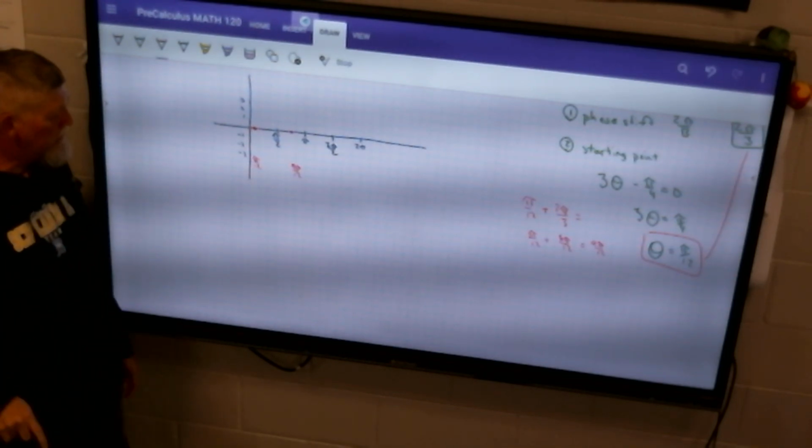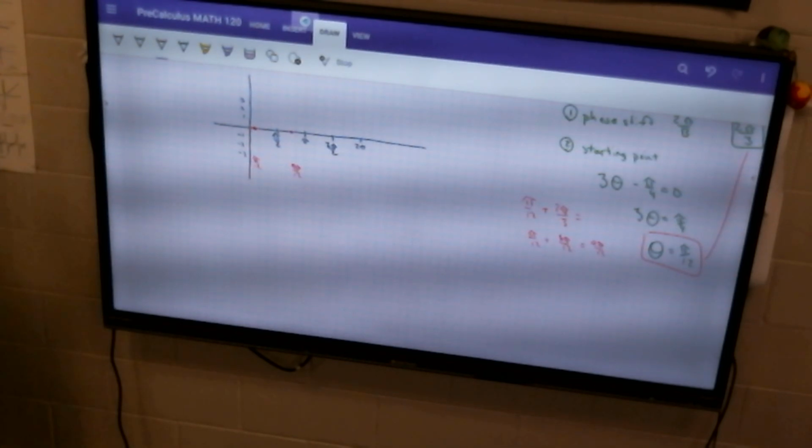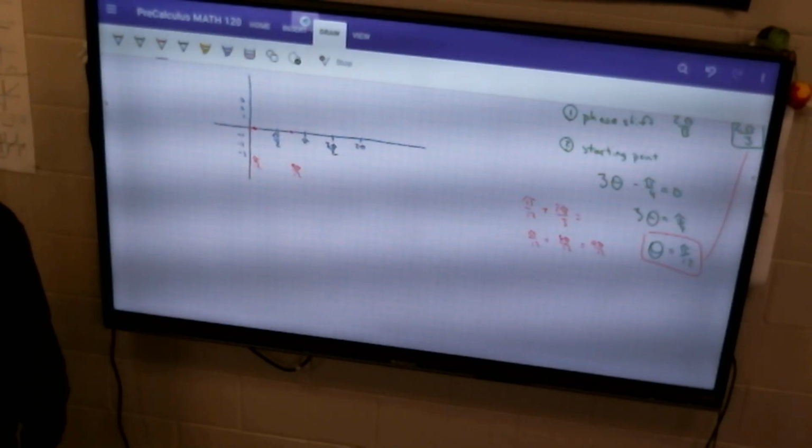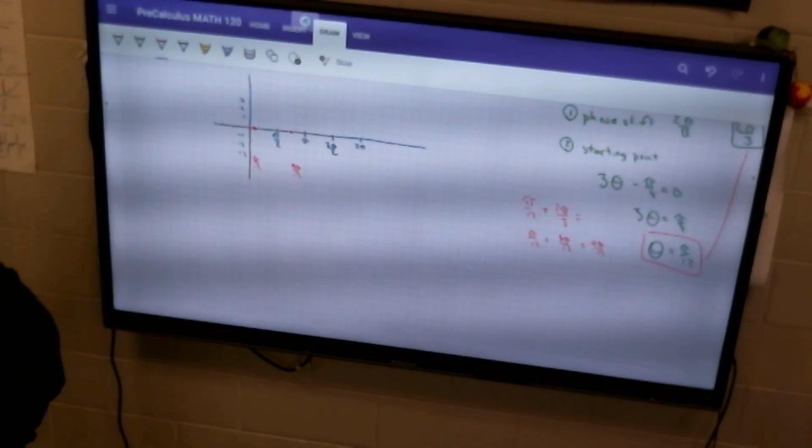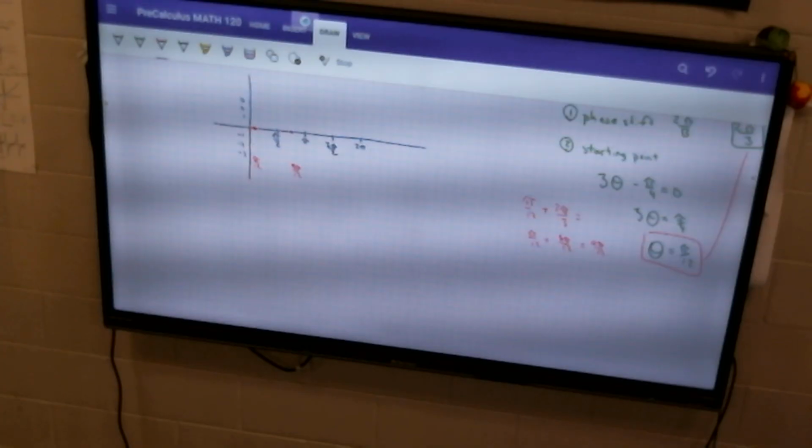What's halfway between pi over 12 and 9 pi over 12? I didn't hear what you said. What would the halfway point be? 6 pi over 12? Yes. How'd you get 6 pi over 12?